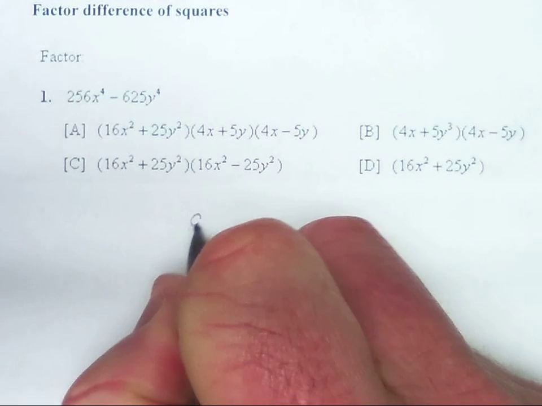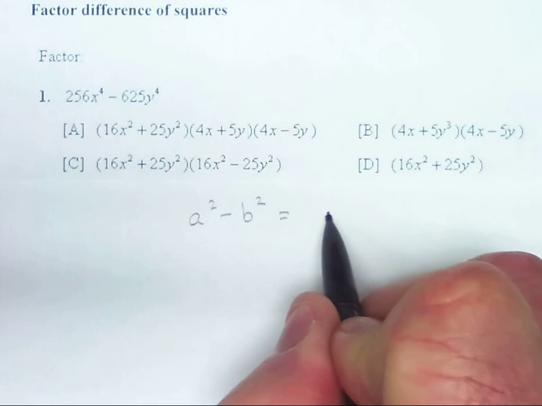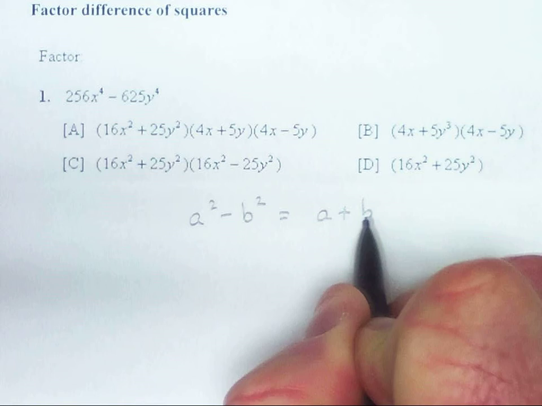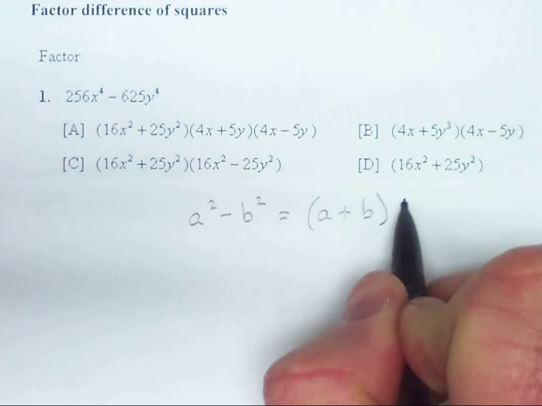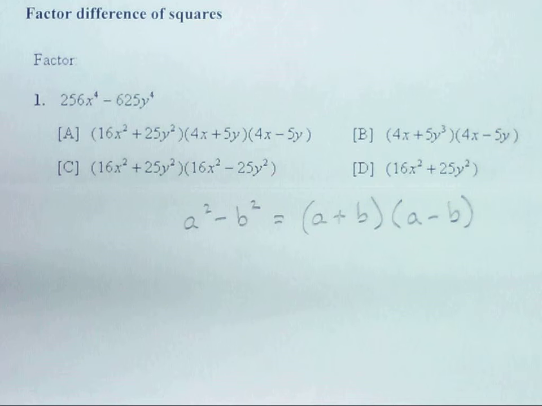When we have an expression that's the difference of squares, we can factor it to the square root of the first term plus the square root of the second term times the square root of the first term minus the square root of the second term.